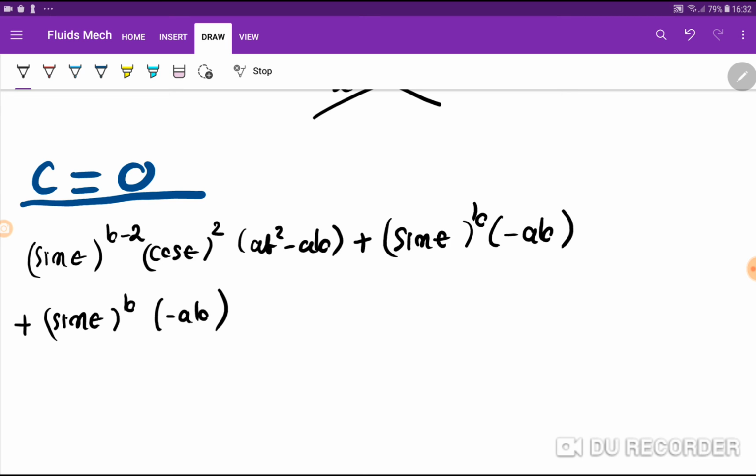Oh no, it cancels out. Actually, it cancels out. The third term cancels out. The fourth term also cancels out. Okay, good. I love it. I love things that cancel out.